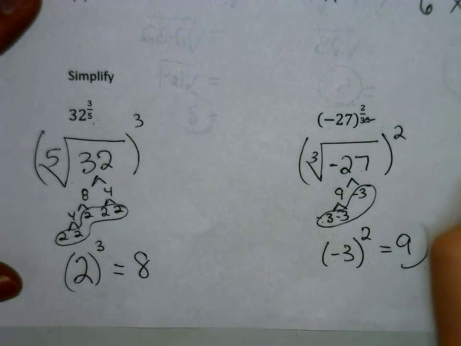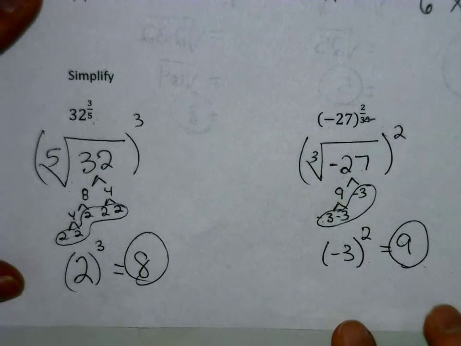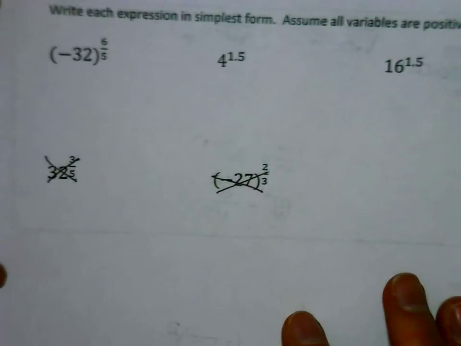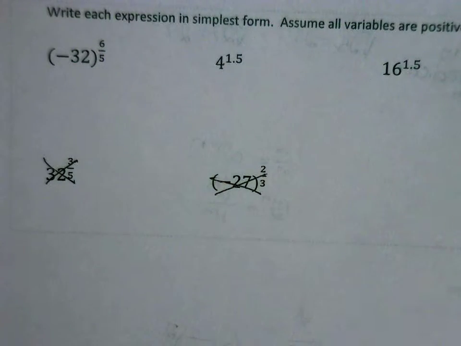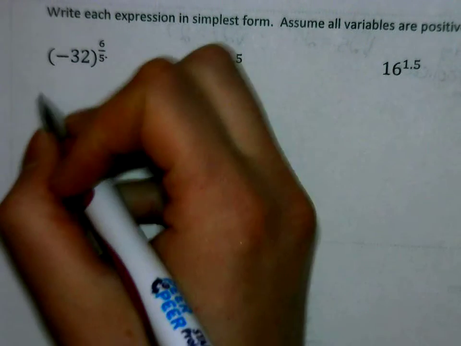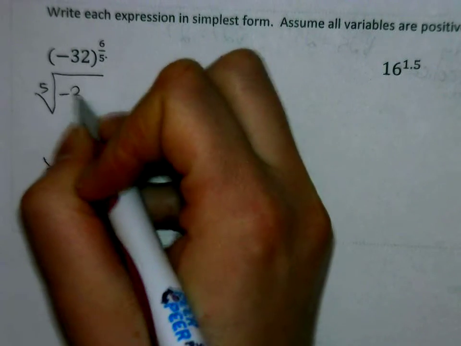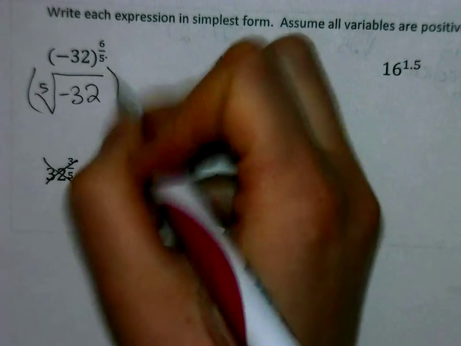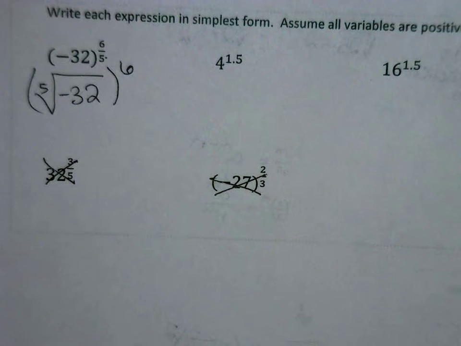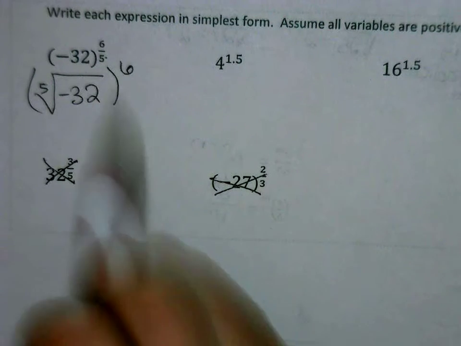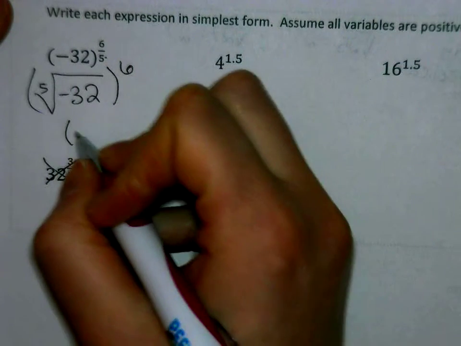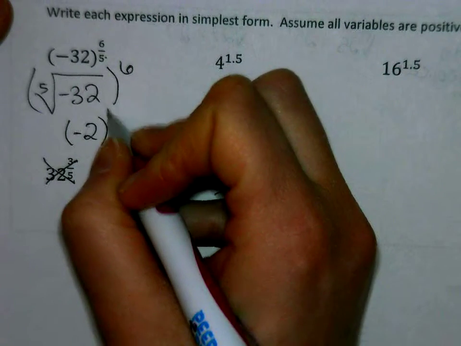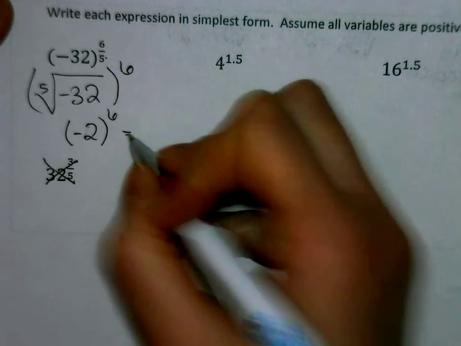So let's look at a few more examples. Negative 32 to the 6 over 5. So that means we're working with the fifth root. So the fifth root of negative 32 to the 6th power. And what we found on the other side was that the fifth root of a positive 32 was 2. So that means the fifth root of a negative 32 is a negative 2 to the 6th power. So negative 2 to the 6th power is a positive 64.